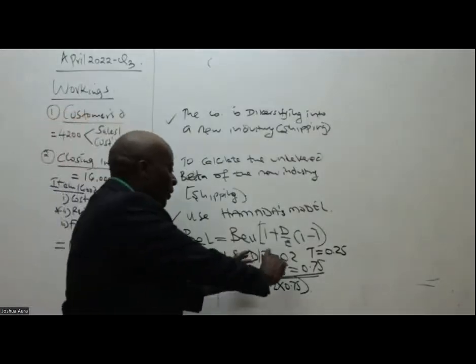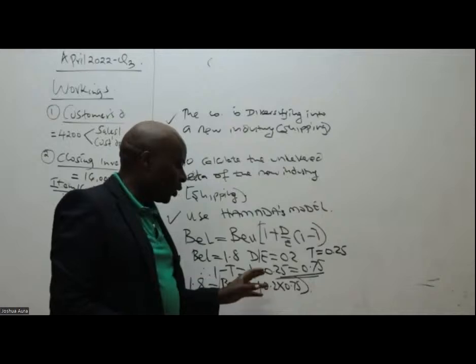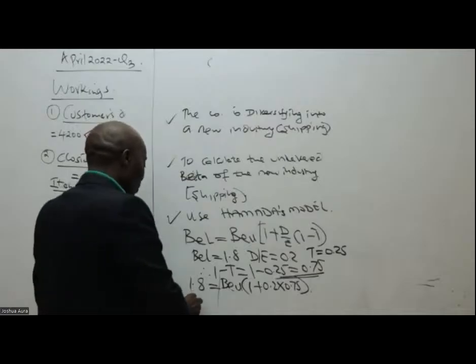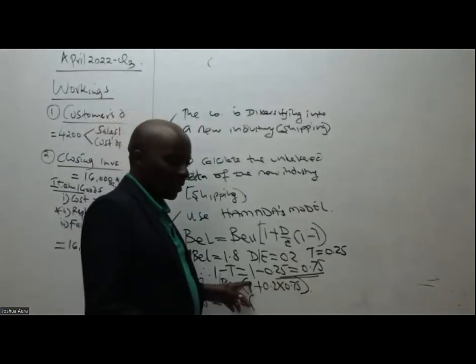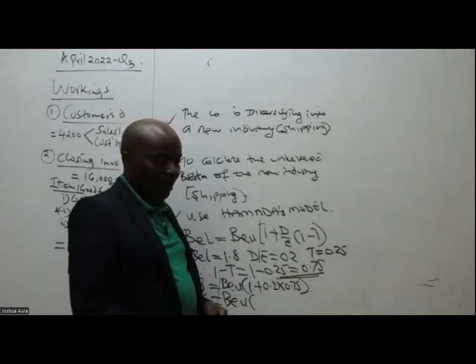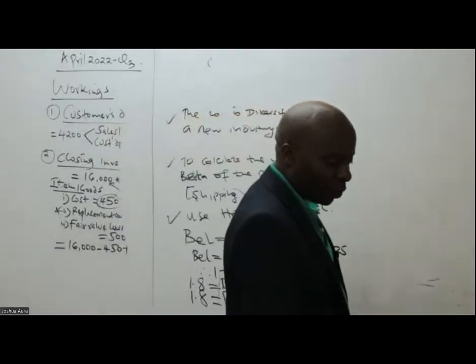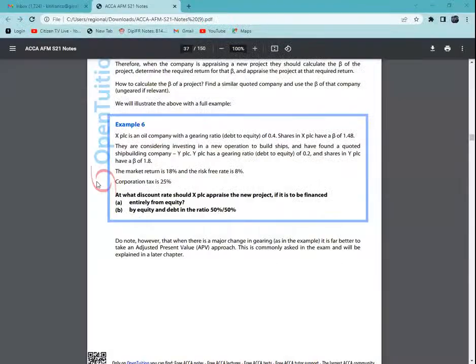So first of all, give me whatever is in brackets, BODMAS: whatever is in brackets first, 1 plus 0.2 times 0.75, right? So we have here 1.8 equals beta equity of unlevered firm into this bracket. First of all, we are answering this question before we go to April 2022. Question number 1. I would want you guys to have a very strong grounding of this Hamada's model. I don't want us to take any chances. So this is a question that you are doing.